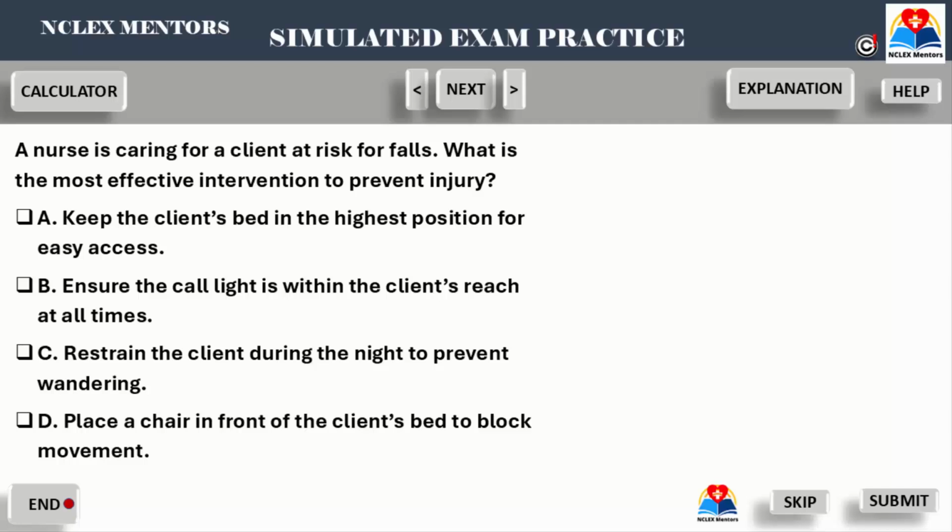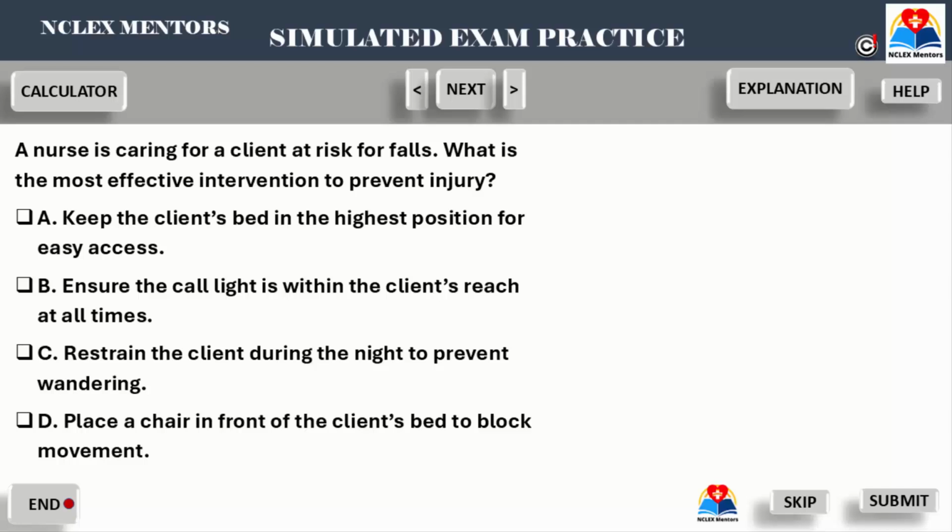Your options are A. Keep the client's bed in the highest position for easy access. B. Ensure the call light is within the client's reach at all times. C. Restrain the client during the night to prevent wandering. D. Place a chair in front of the client's bed to block movement.